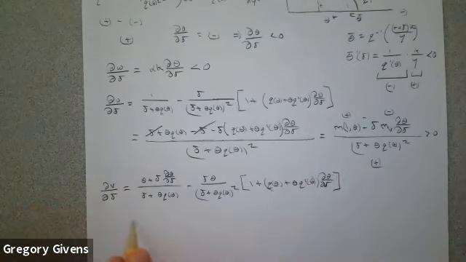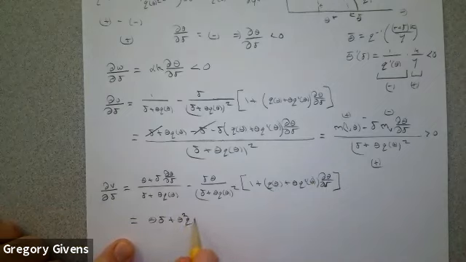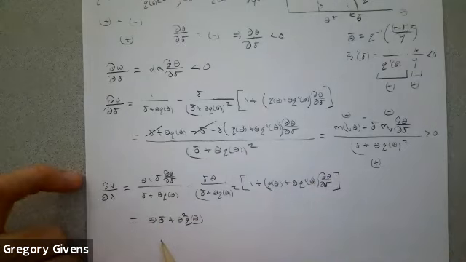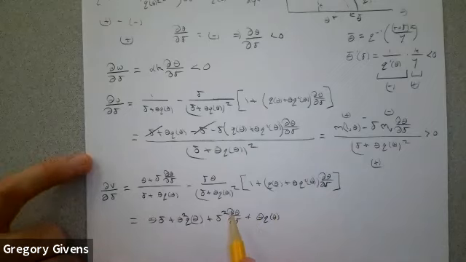Now again, if I attempt to combine terms here by creating a common denominator, this becomes theta delta plus theta squared q, plus delta squared d theta d delta, plus theta q, d theta d delta.